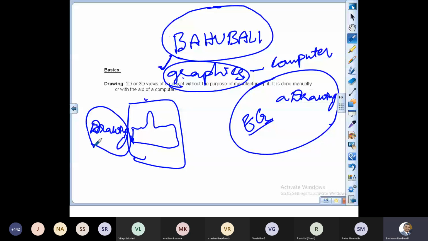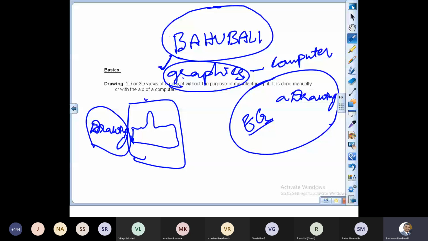So this is called the drawing. When you project a pictorial presentation on a sheet, it is called the drawing. When you project the same pictorial presentation in real life, it's called the graphics. This is the difference between a drawing and the graphics.